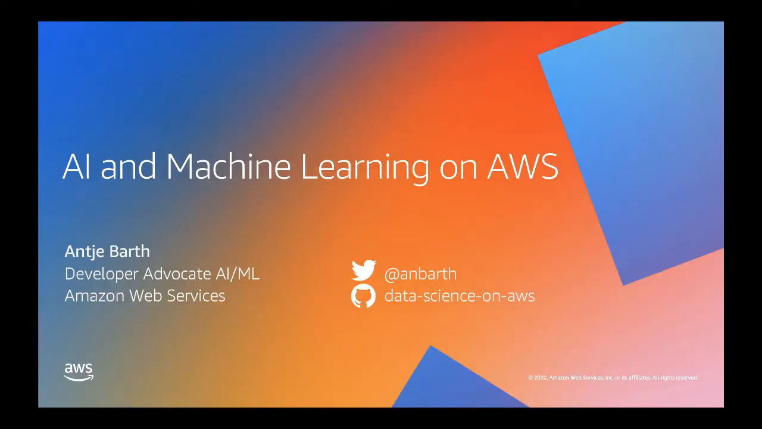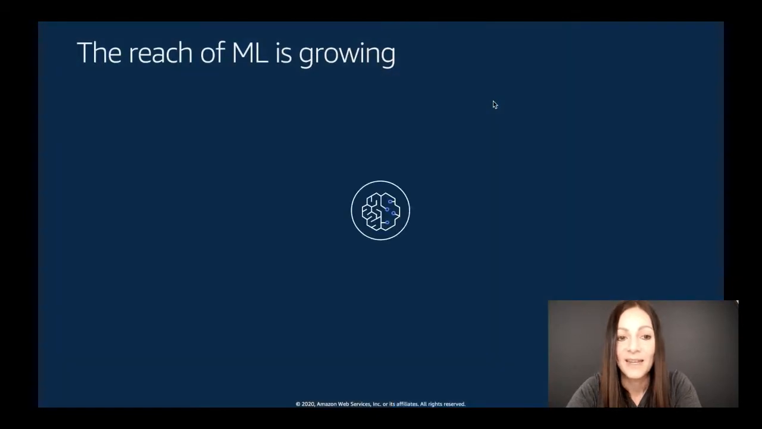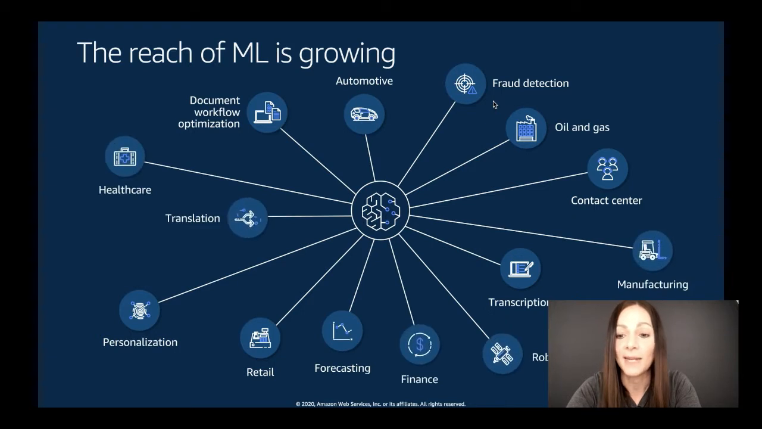Let me just spend a couple of minutes here before we start in sharing how AI and machine learning runs on AWS. I think we all agree that the reach of machine learning is growing and has grown tremendously. We can see AI and machine learning being a core component and disrupting all of the industries. Whether we look at automotive, at healthcare, finance, you name it.